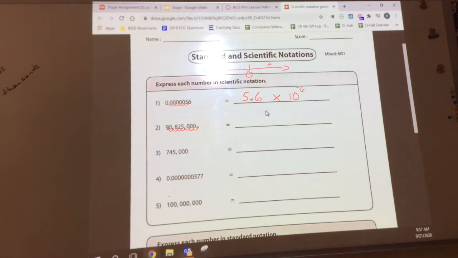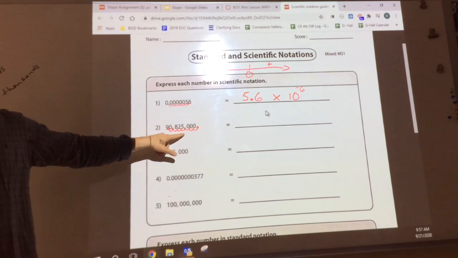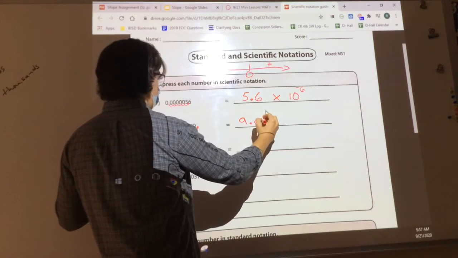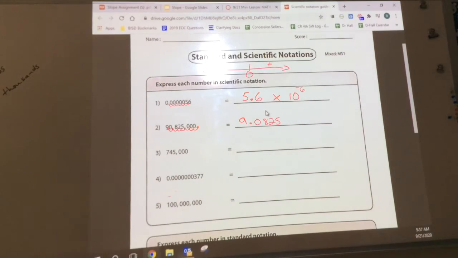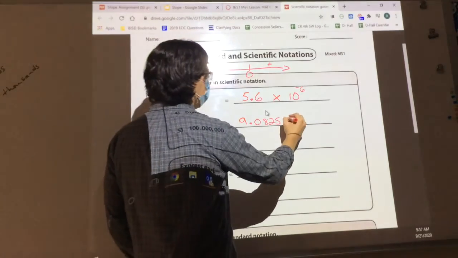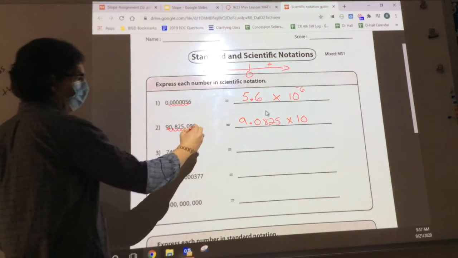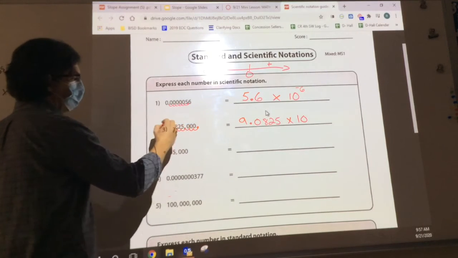Okay, but now here's the hard part, y'all. Here's what we have to remember. Every non-zero number has to be written. So it's going to be 9.0825. Every non-zero number, I want it to be written. And what am I going to multiply that by, Ruger? Times 10. And then what's my exponent going to be, Kendall? 1, 2, 3, 4, 5, 6, 7.